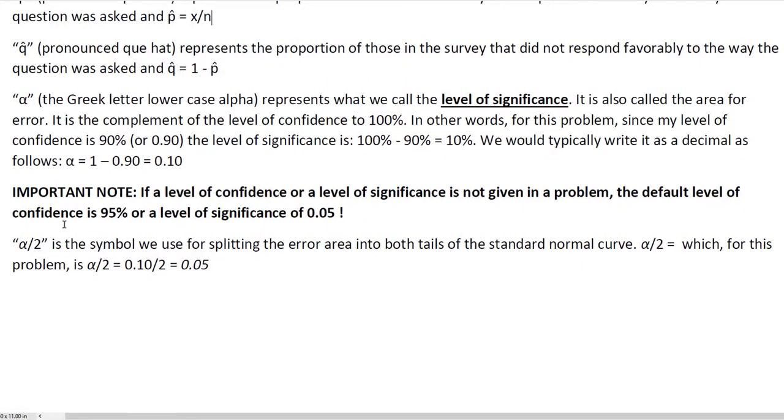So for this problem, since my alpha is 0.10, we're really concerned with half of that error in each tail. In other words, 0.05 would go to each tail. If alpha is 0.10, then alpha over 2 is 0.05.